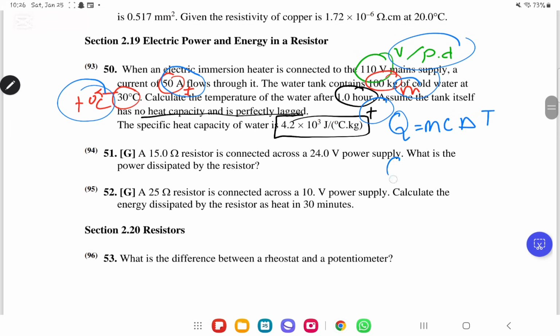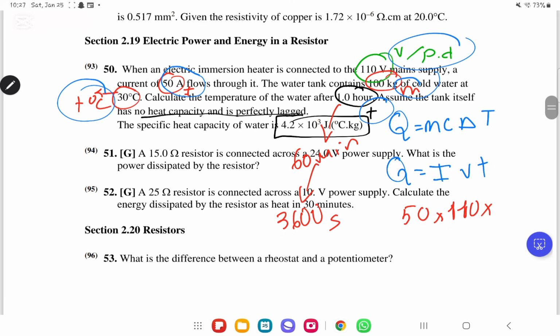But we also know that Q, the energy, is equal to I times V times the time T in seconds. So we have our current I, which is 50 amperes, times our voltage V, which is 110 volts, times the time in seconds. So 1 hour is 60 minutes. Of course, we have to change this to seconds by multiplying by 60 to get 3,600 seconds. So this is the first value of Q.